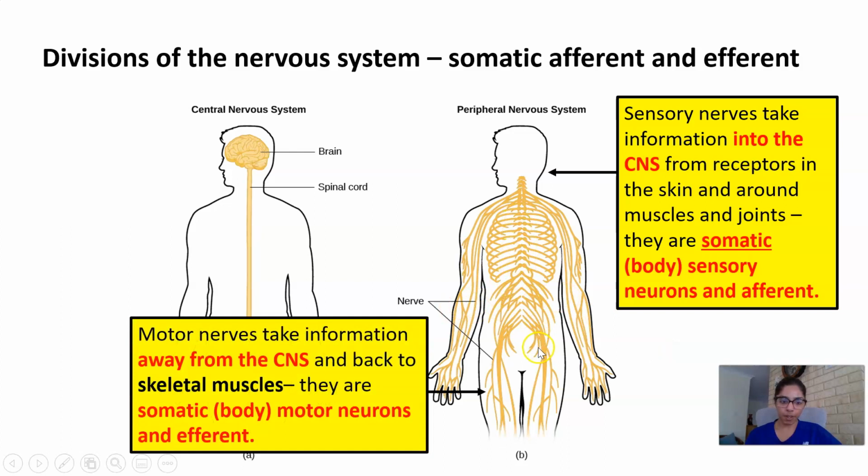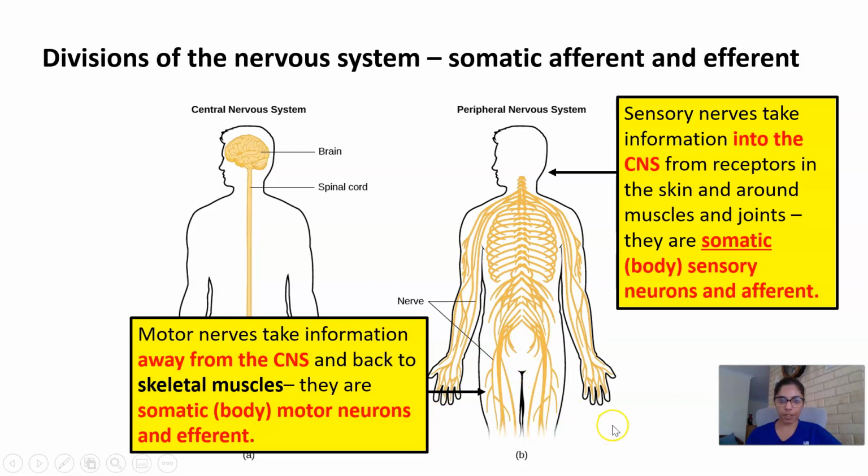Information coming out of the spinal cord, we know that's the motor nerves taking that information away. And when it's sending information to skeletal muscles, so this is voluntary muscles, this is described as somatic motor neurons. And because they're coming out of the central nervous system, they are also efferent.